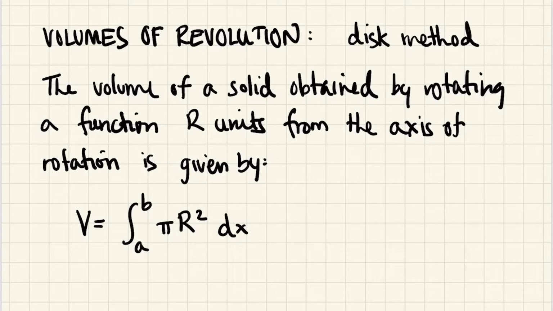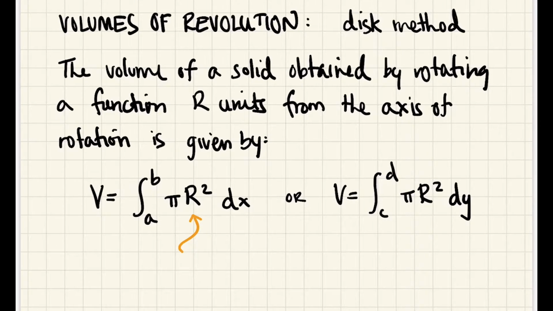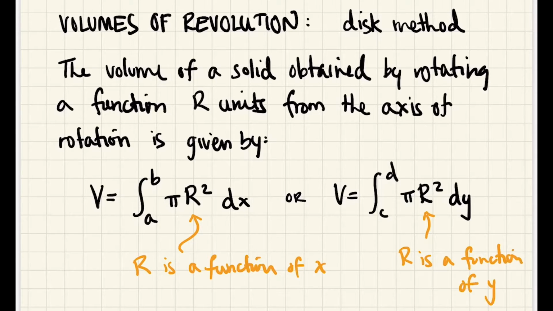So there's the dx version, and there's the dy version. And the key here is that in the dx version, r is a function of x, usually just f of x. And in the dy version, r is a function of y. Okay, very good.